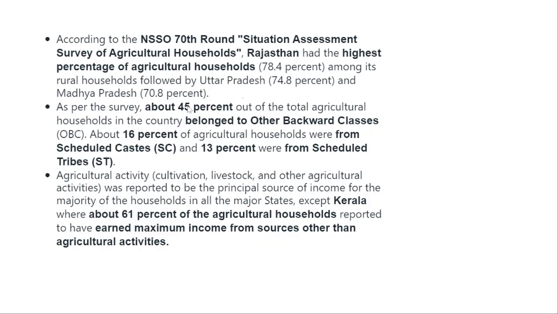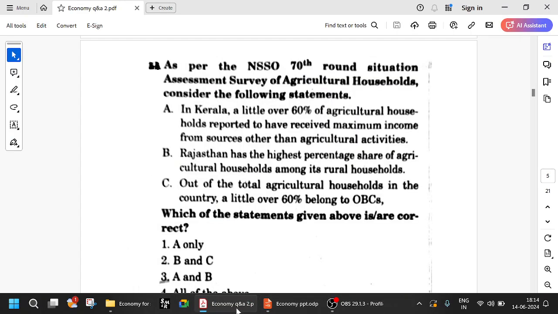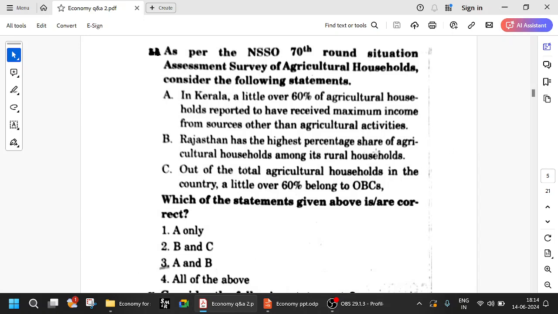So this is agriculture. Anything related to agriculture is very important in India. In Kerala, little over 60% of agricultural households reported receiving maximum income from sources other than agricultural activity, which is true. 61% in Kerala get income from other sources, mostly tourism related. Rajasthan has the highest percentage share of agricultural households, which is true. Rajasthan followed by UP, followed by MP.